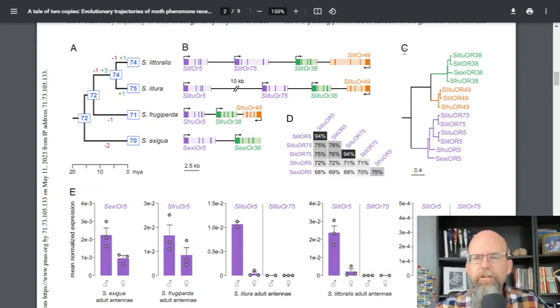Now come over to figure C. In figure C, what we see is a little phylogeny, which just represents the relationships. You can think of the branch lengths as representing the amount of genetic difference. And so the known genetic difference between olfactory receptor 38, see all these green ones? If you take the sequences of the 38s here between the four different species and you ask how similar they are, they're all really similar to one another.